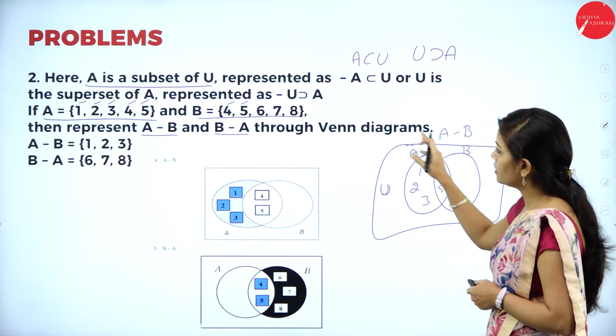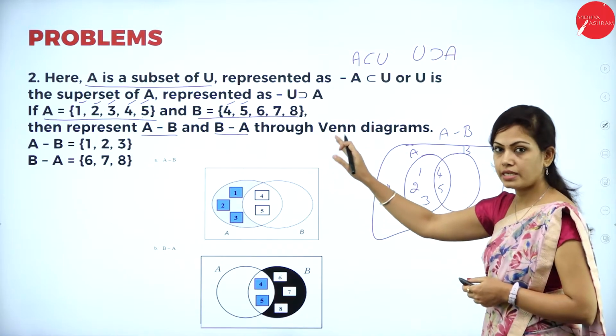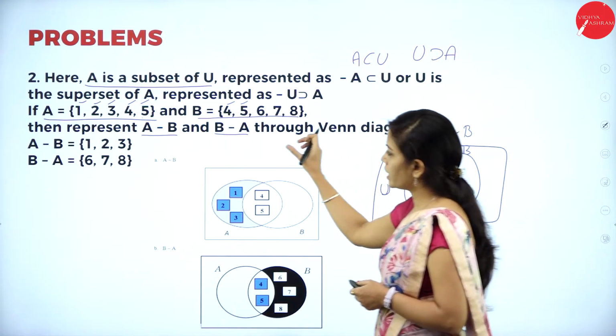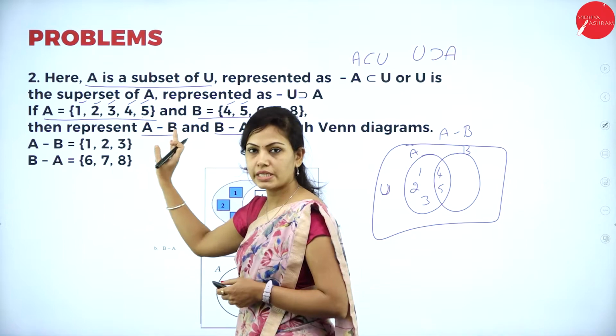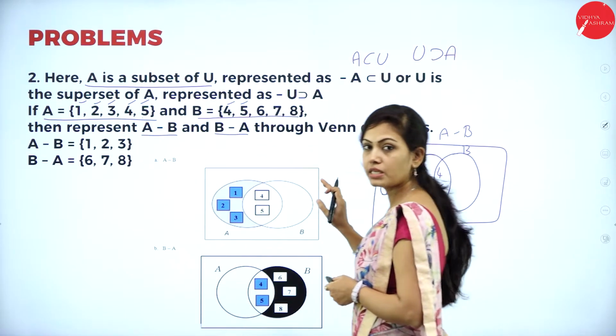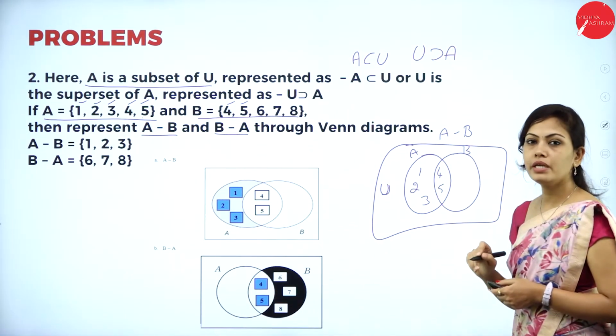I'll repeat. Here I have two sets, set A and set B. So first check the common elements in both the sets. 4, 5 is common in both the sets, which I will write in the overlapping area.